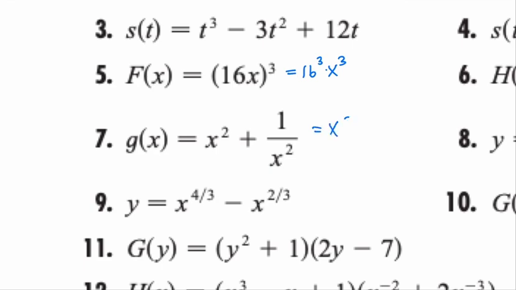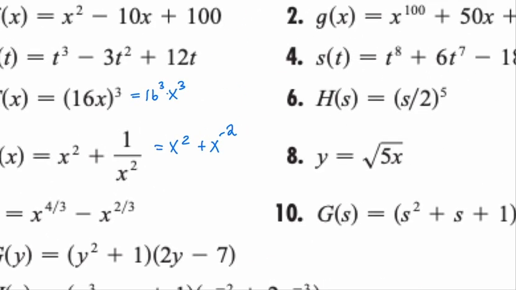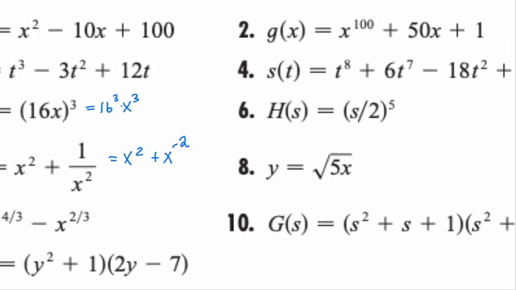For 7, you want to write that 1 over x squared as an x to the negative 2 power. Same thing for 6 and 8. That's s to the 5th over 2 to the 5th. 6 is s to the 5th over 32, 2 to the 5th. You need to write this as the square root of 5 x to the 1/2, because if they are stuck together like that, we can't differentiate it yet. We do have a formula coming that will take care of that.